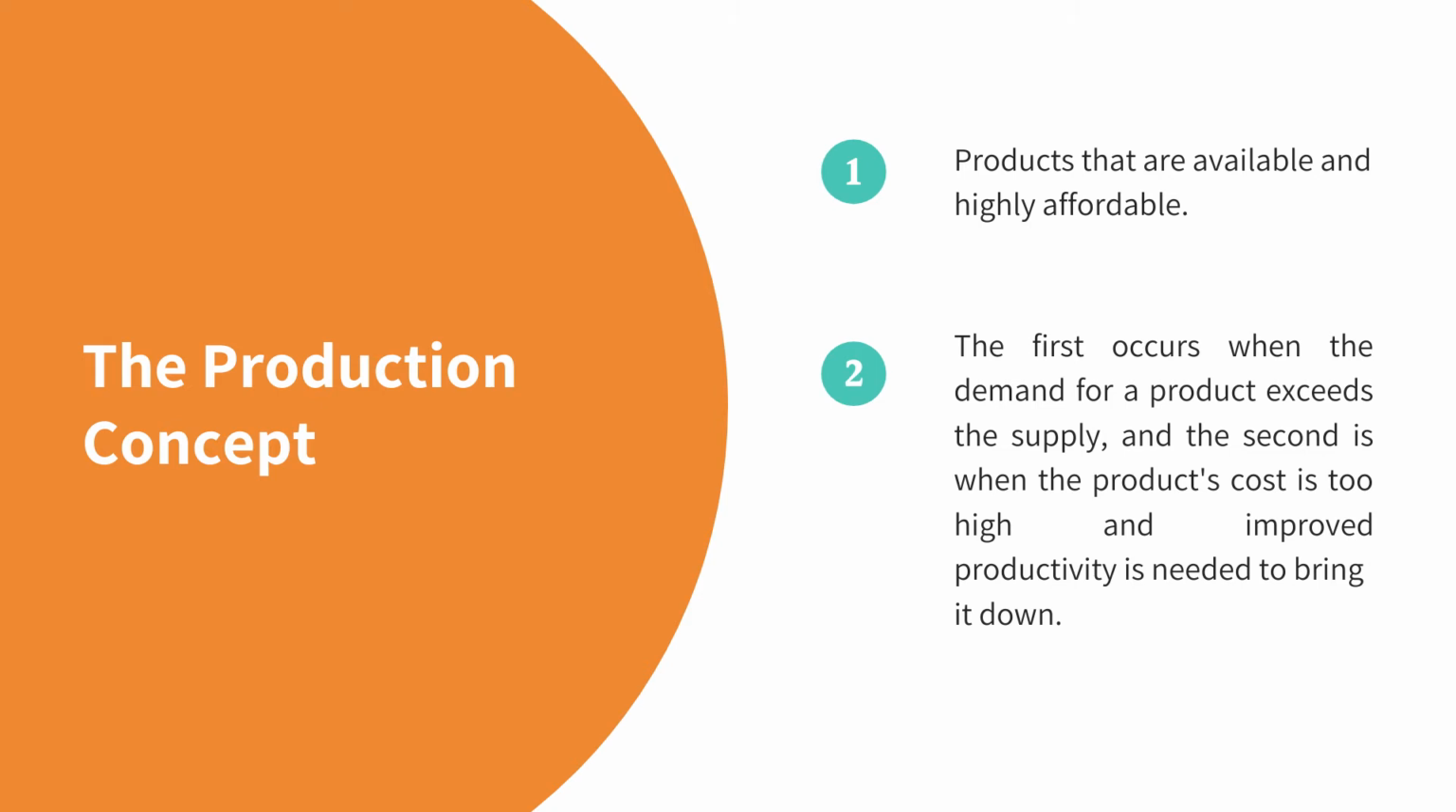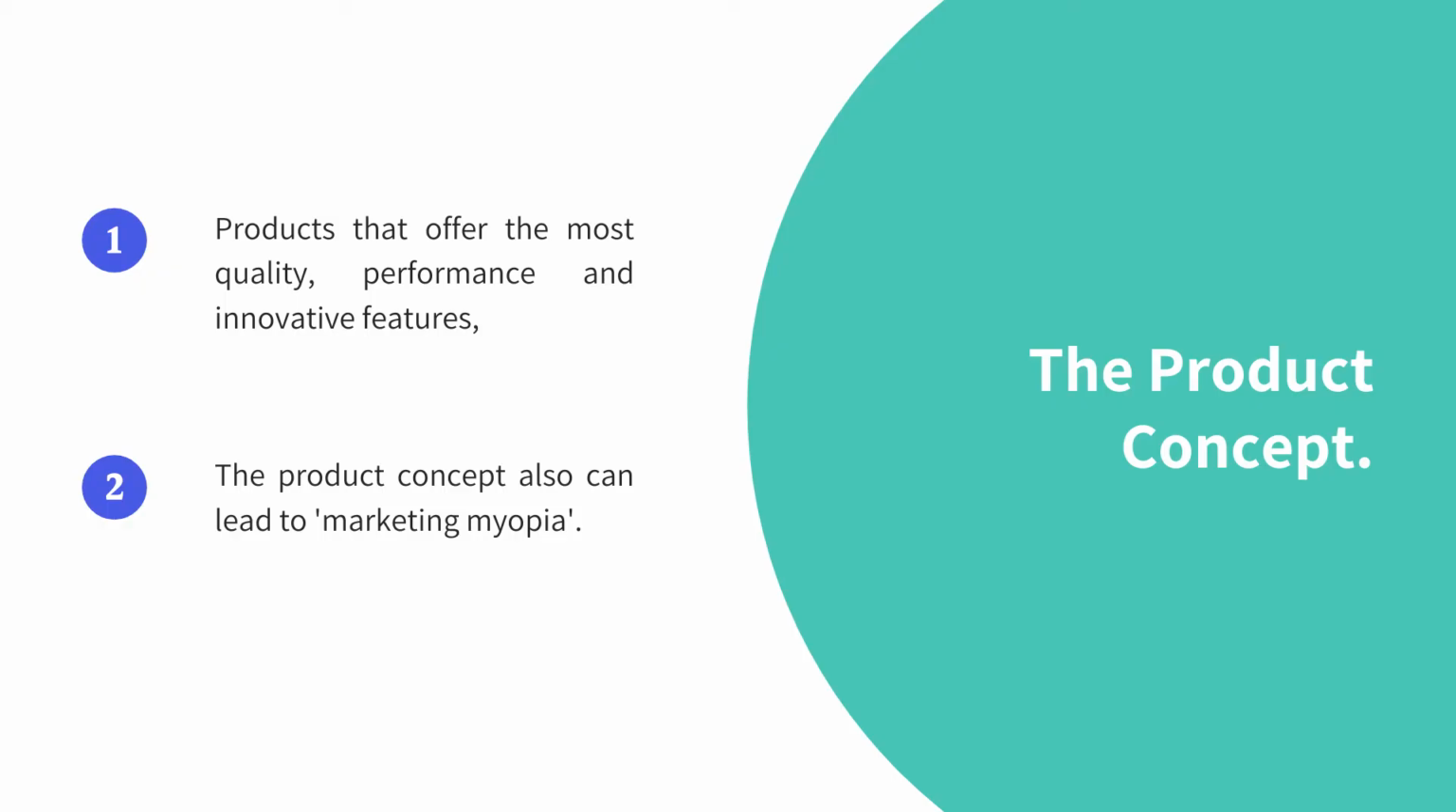We want to lower that price. And how can we slow it down, or how can we bring it down? By improving our productivity. Okay, so we have our second philosophy, and that's the product concept.